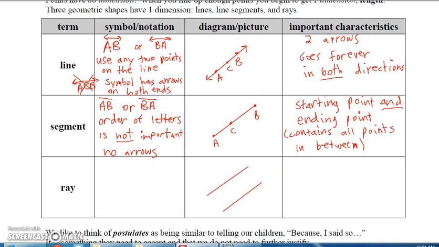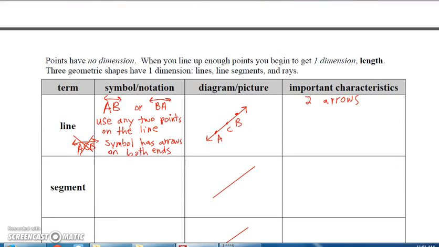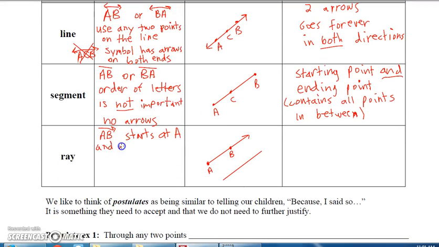Okay. Now a ray is kind of a compromise between a line and a segment. It has one endpoint and then it goes off forever in one direction. So here is, let's put point A here, and let's put point B here. For this ray, put 1 arrow. Now, this is ray AB. So a ray, you're going to go like this. It starts at point A and goes forever through point B.